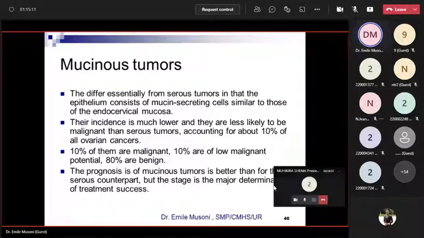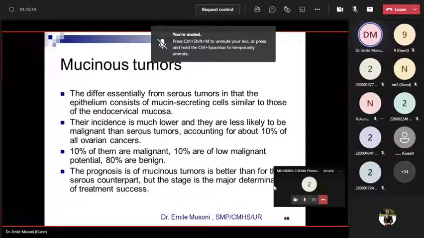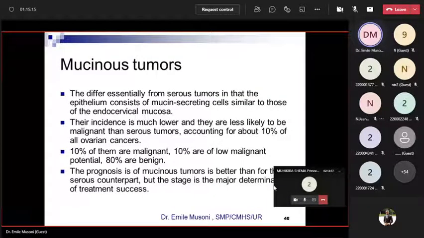A mucinous tumor differs essentially from the serous in that the epithelium consists of mucin secreting cells. The mucinous epithelium is like the epithelium of the intestine, whereas the serous is like the epithelium of the cervix. It can be benign or malignant. The prognosis of mucinous tumors is better than that of serous counterparts.